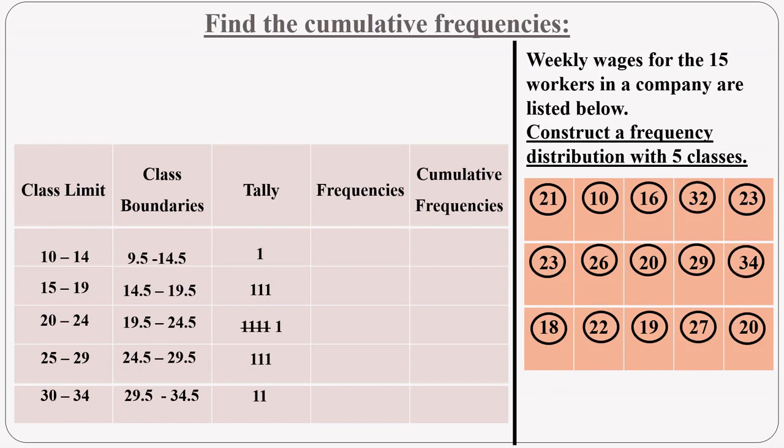Now the next step is you need to write the frequency. Frequency, you have to write the number. First one is 1, second one is 3, third one is 6, then the next one is 3, next one is 2. Cumulative frequency is very simple. You need the first frequency, you need to write 1. Next one you need to add with 3. So 1 plus 3 will be 4. Same way you need to add everything and calculate the cumulative frequency.